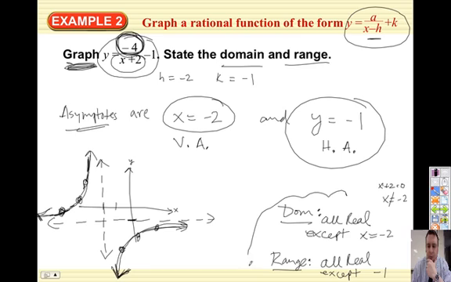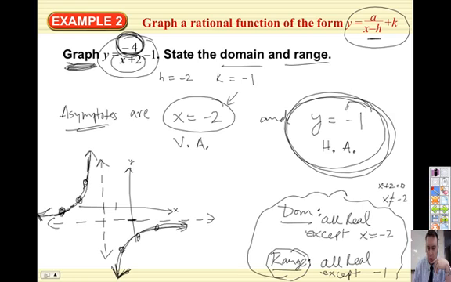Okay? Now here's the deal. Here's the trick. Domain deals with your vertical asymptote, what x is. So basically, for these rational functions, it's always going to be all real except your asymptote right here. See? The range is all real except your horizontal asymptote. There you go. That's what it deals with. So that's the trick. So if you don't understand me looking at this and doing it, that's okay. Remember the trick. Alright? There you go. There's example type number 2.